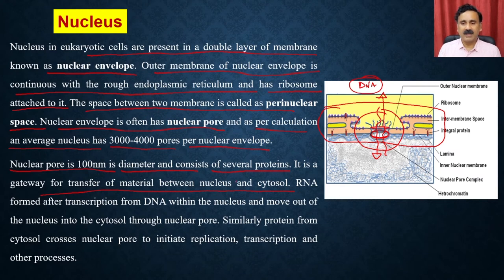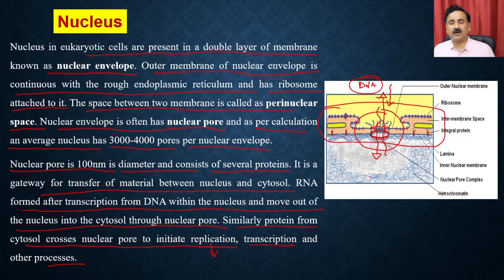The RNA formed after transcription from the DNA within the nucleus moves out from the nucleus into the cytosol through the nuclear pore. Similarly, proteins from the cytosol cross the nuclear pore to start or initiate replication, transcription and other processes, because you require the signal from the cell also. You require the cellular machinery from the cell so that you can perform different types of functions, for example, replication and transcription. And that is also completely controlled by the nuclear pore.